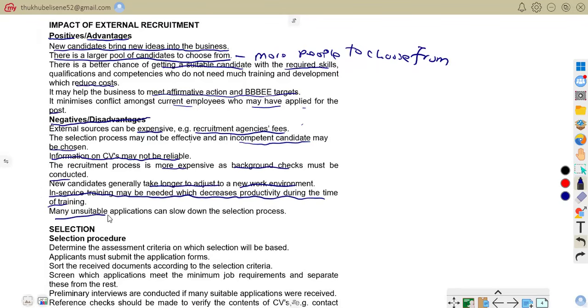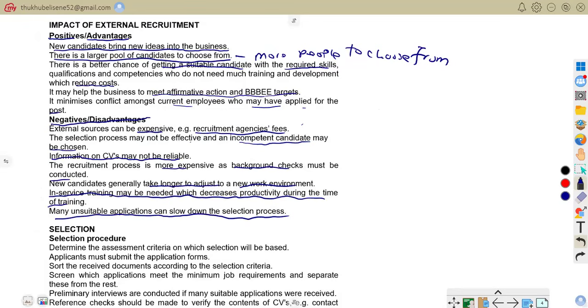Many unsuitable applications can slow down the selection process. Too many applications slow down the process. Screening a large number takes effort. HR struggles to process 500 applications. So that's what it means.